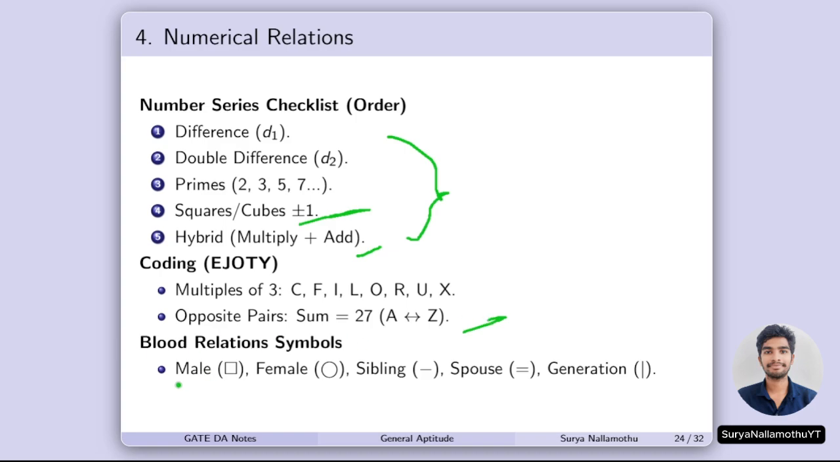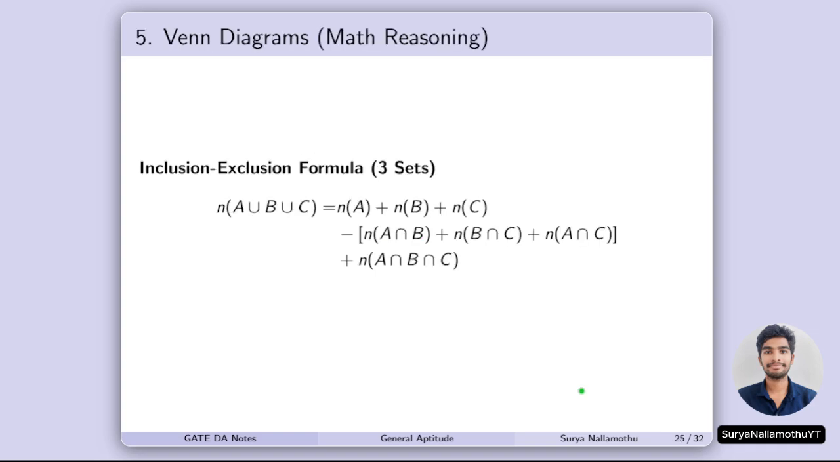Blood relation symbols. For male, the symbol is a square, and for female, the symbol is a circle. This is the symbol for the sibling. The spouse symbol is this. Spouse is nothing but wife or husband. In that case we use this symbol. The generation symbol means there is a gap of a generation. This is very important for the relation symbols, so just remember these things. This is the male symbol, this is the female symbol, this is the sibling symbol, this is the spouse symbol, and this is the generation symbol.